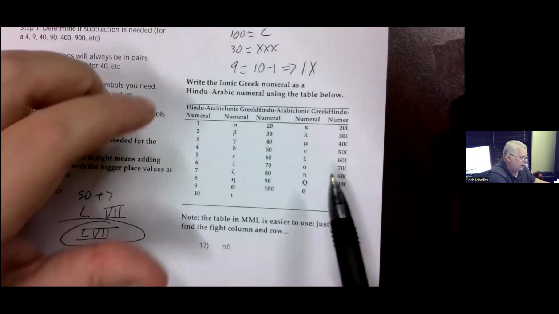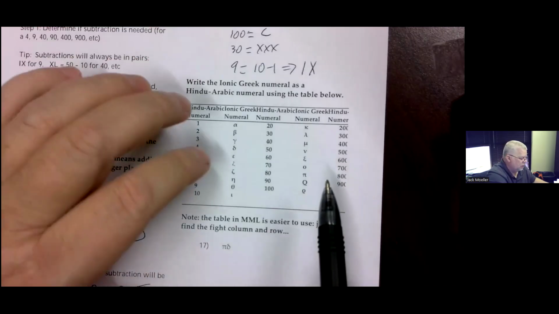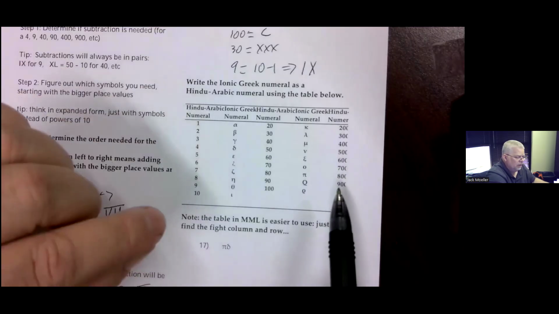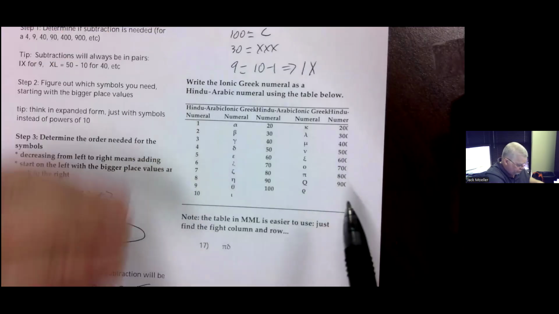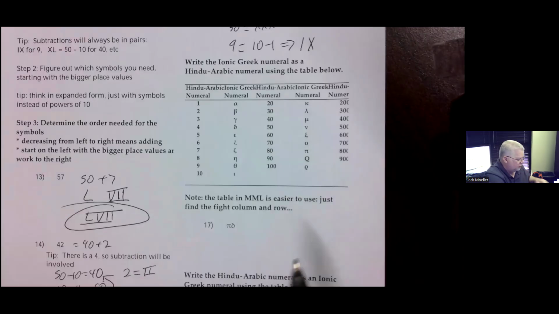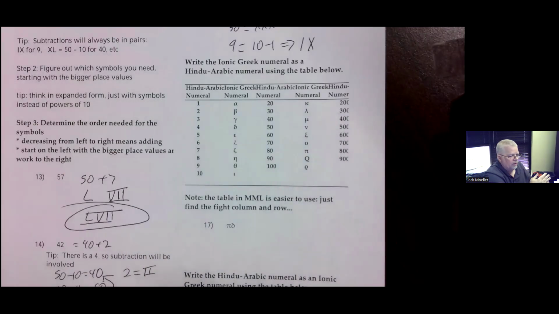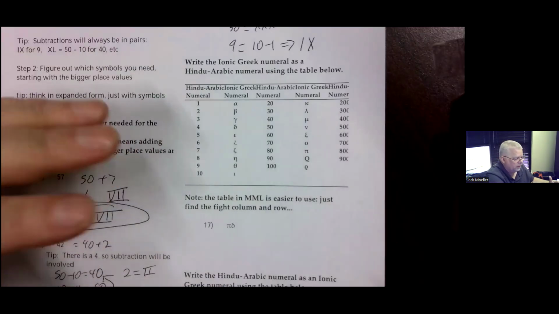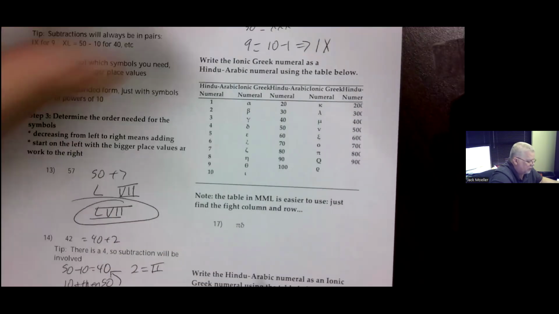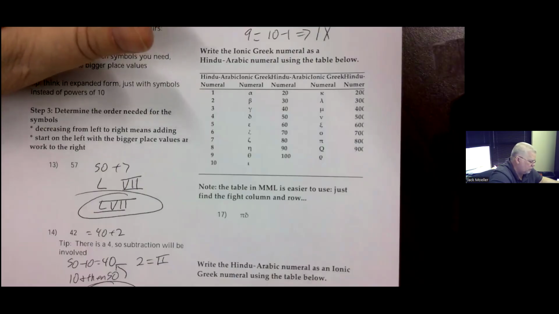I do want to point out that the table for these couple of problems in MyMathLab is much better than this little table. And I'll show you an example of that after we do these two. But it's really the table in MyMathLab, you can just find the right row and the right column to get the number. It's easier. Okay, but let's do a couple of basic problems off this table, and then we'll look at MyMathLab.